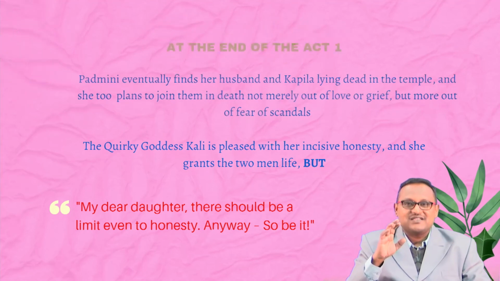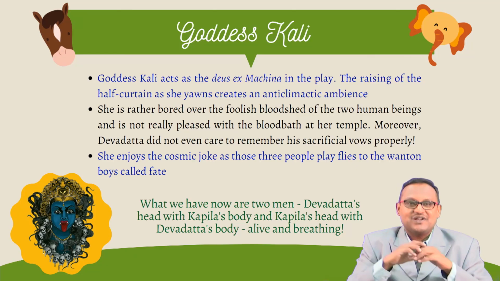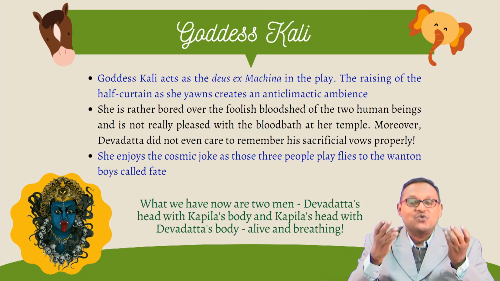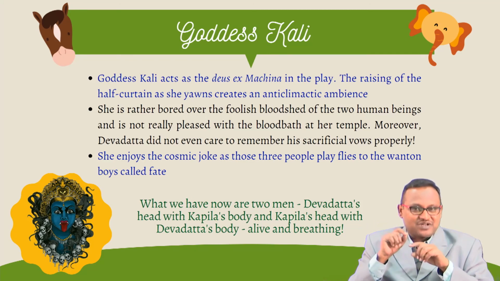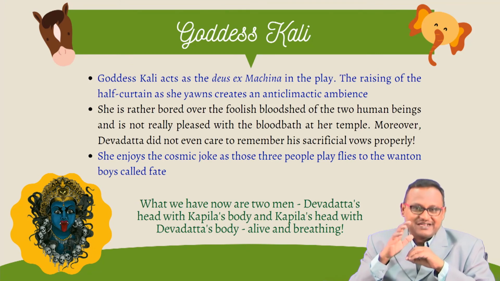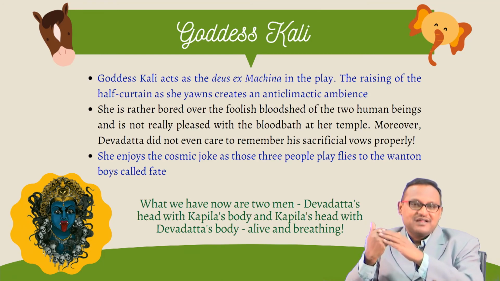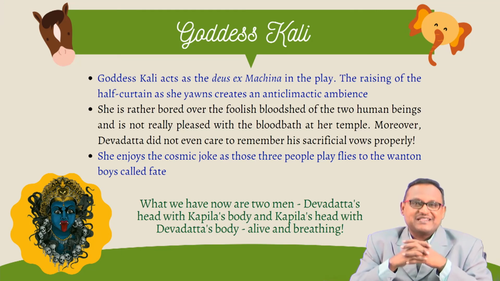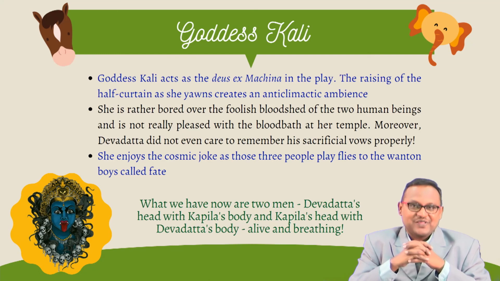As a result of this, we have Goddess Kali granting the boon. You have a strange confluence. Now you don't know who is Devdutta and who is Kapila, because Devdutta's body has the head of Kapila, and Devdutta's head has the body of Kapila. Now you don't know who is who, and it becomes a kind of cosmic joke.